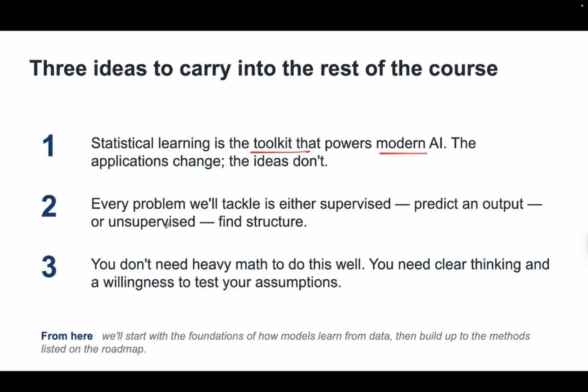Number 2, every problem we'll meet is either supervised or unsupervised if we broadly speak. Predict something or find structure, and that's going to be your map. Number 3, you don't need to be a math wizard to solve problems. You need to think clearly, you need to question your assumptions, and those skills matter more than any equation. So what's next? From here, we are going to build up the foundations on how models learn. Then we work through every method on the roadmap, with the code, with the data, and with your hands on the keyboard.